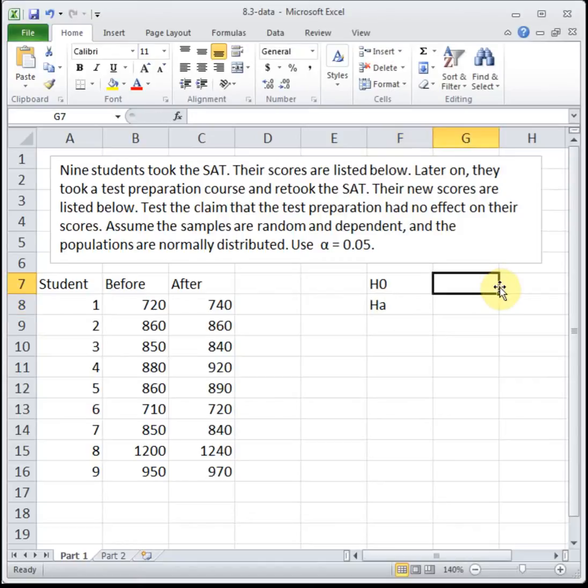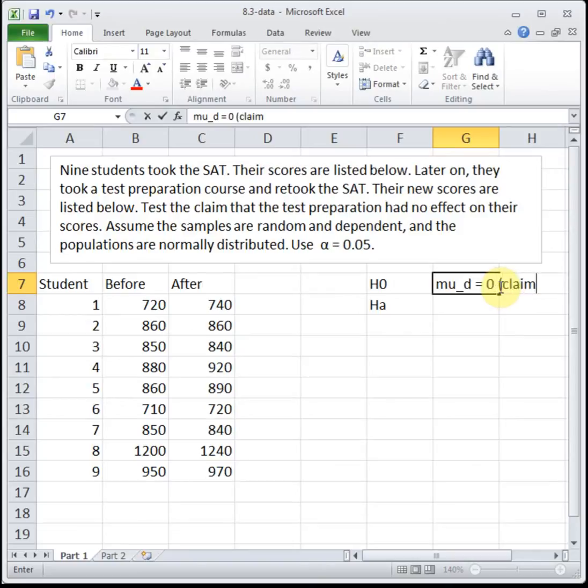So if you think about the scores, what does that mean if there's no effect? That means there's no change. So we're saying that if there's no change, if you subtract the two of them, they're the same number. There should not be a difference. So what we're claiming is that our average difference is 0.